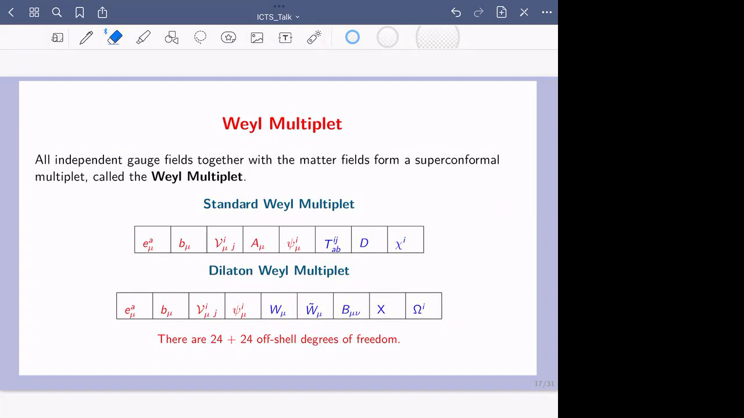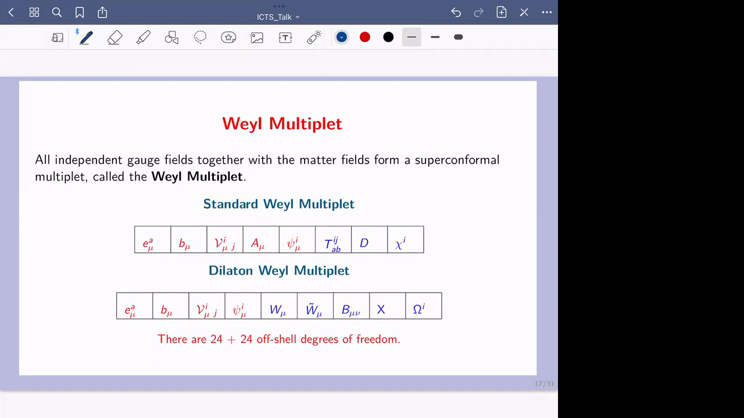So this W mu, for example, would correspond to a graviphoton, and W tilde mu would be the dual of that graviphoton. Whereas in the standard Weyl multiplet, all these fields are auxiliary fields. So it's possible to go from one to another. If you have a theory in terms of the standard Weyl multiplet, you can write down a theory in terms of the dilaton Weyl multiplet. But if you have a theory in terms of the dilaton Weyl multiplet, it's not necessary that you can write down a theory in terms of the standard Weyl multiplet. So it's not equivalent because the relation is one way.